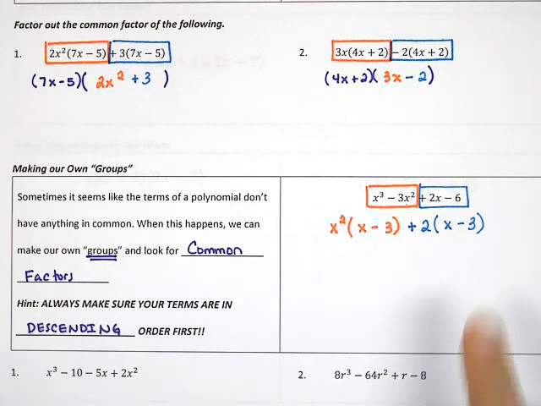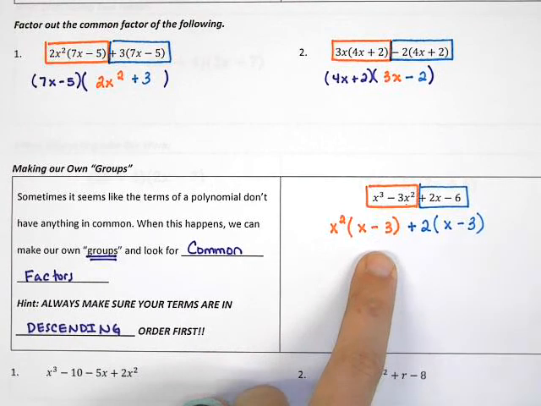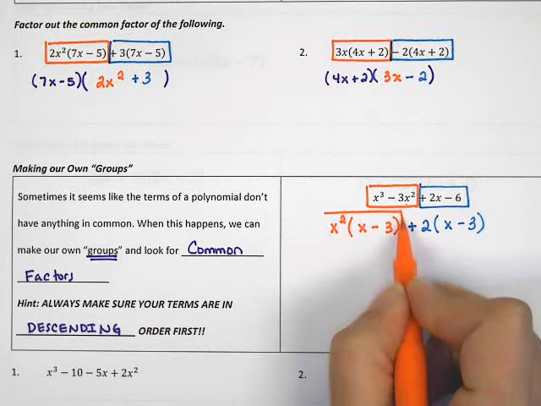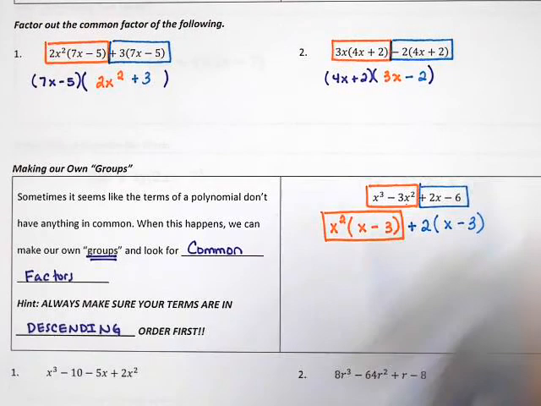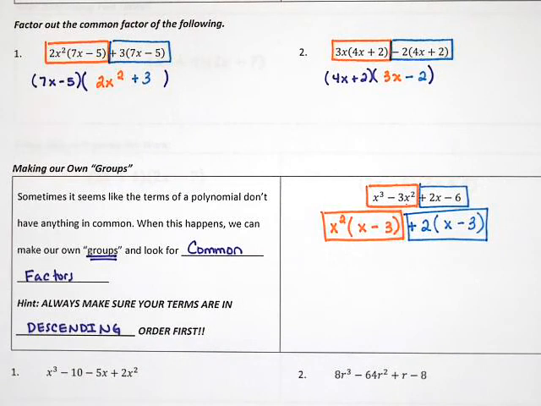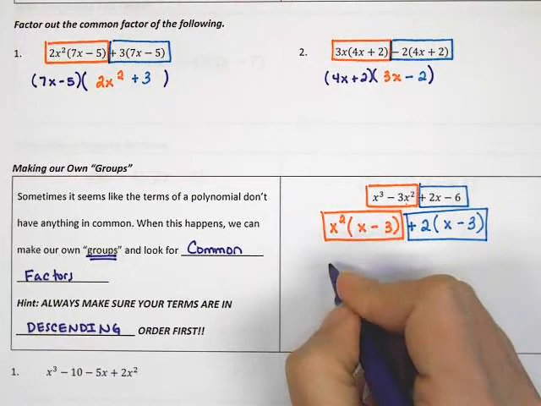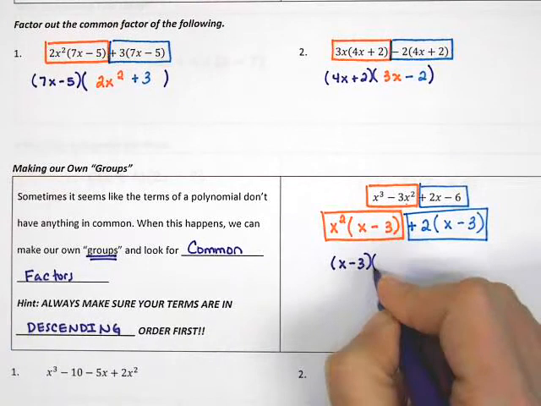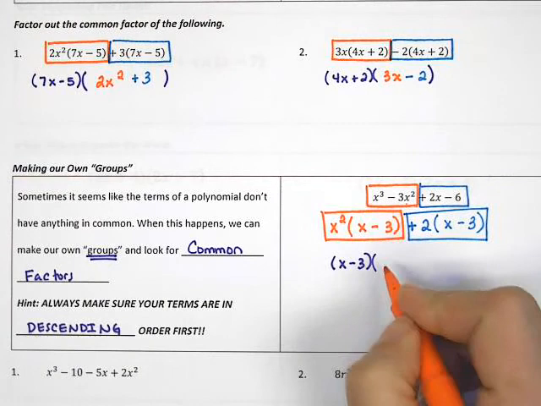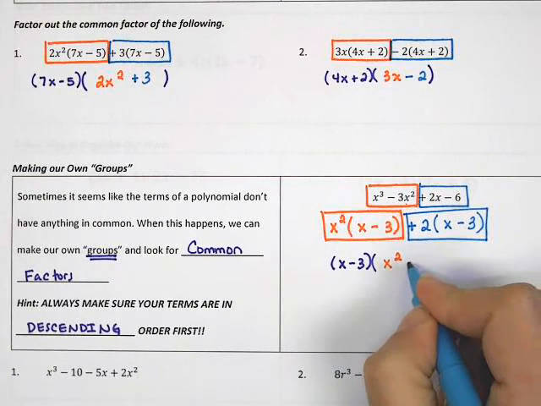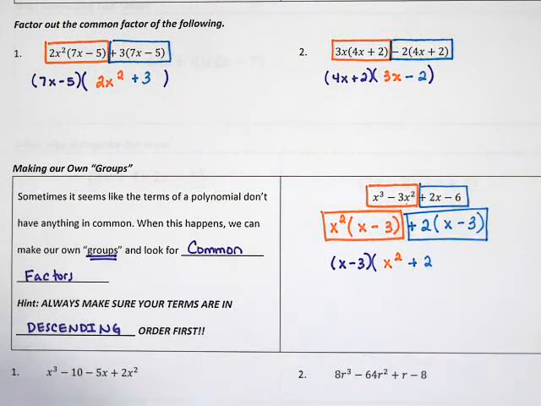Now if I look at this new problem, it looks a lot like the problems we were just doing. So again, if I look at just the orange terms as one group and just the blue terms as another group, both groups have an x minus 3. So I would write down the x minus 3 as my common factor, and then what's left over from the first group would be x squared, and what's left over from the second group would be a positive 2. And that would be my final answer.